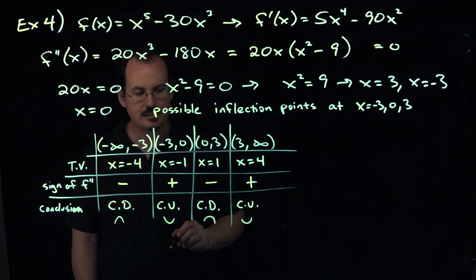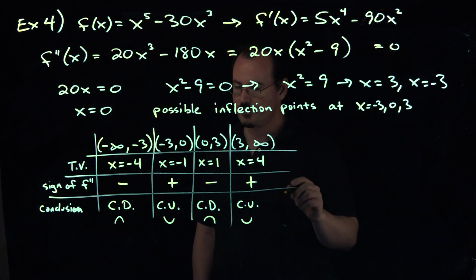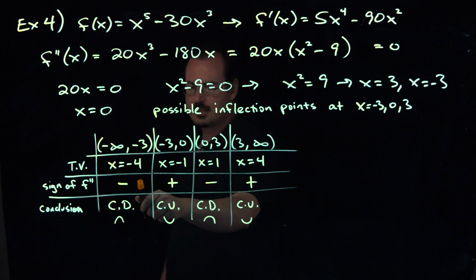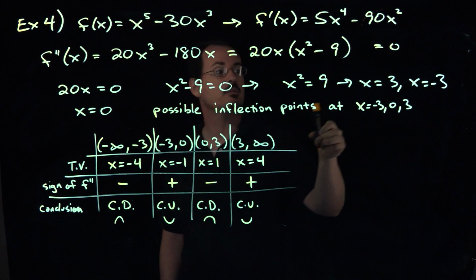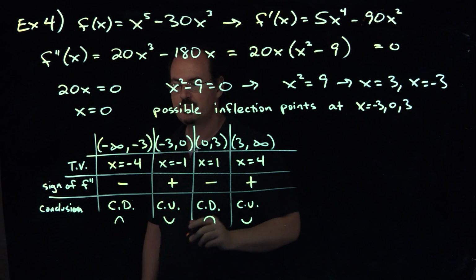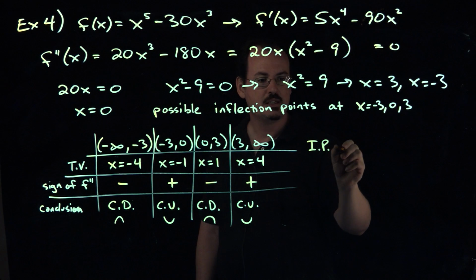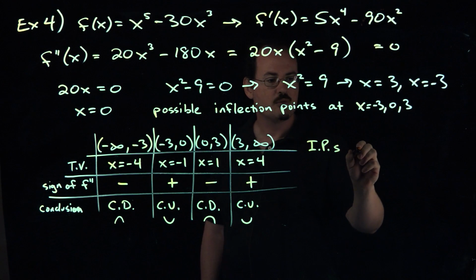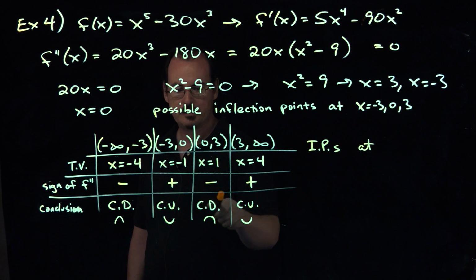Okay, and then it says to find all of the inflection points. To do that, we need to notice that concavity did change on either side of this magic number, the place where the second derivative was 0, at 3, 0, and negative 3. So concavity did change, so that means we do have an inflection point. I'm just going to abbreviate that with IP. So we have inflection points, we have 3 of them, in fact, because concavity changed here and here and here.